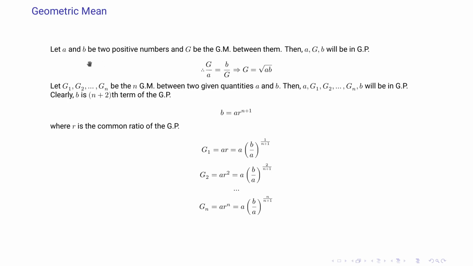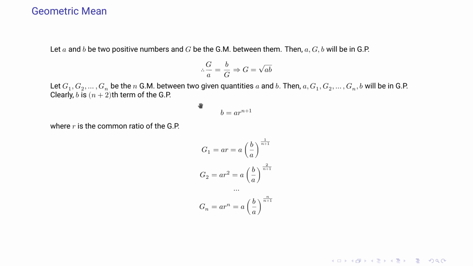Geometric mean. So we again take two numbers a and b. These are positive numbers, and we let capital G be the geometric mean between them. So small a, capital G, b will be in GP. Since these are in GP, we can write that G by a is equal to b by G, which gives us G is equal to square root of ab.